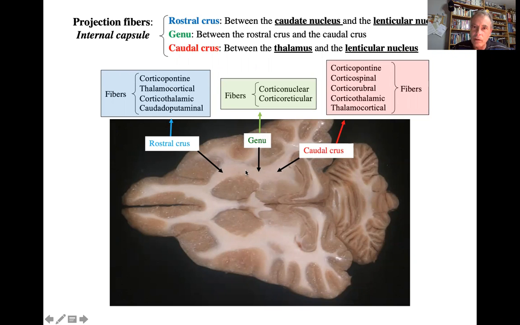The rostral crus is between the caudate nucleus and the lenticular nucleus. The caudal crus is between the thalamus and the lenticular nucleus. This is the lenticular nucleus, and the genu is in between the rostral and the caudal. And in the caudal crus, we have the optic radiation.